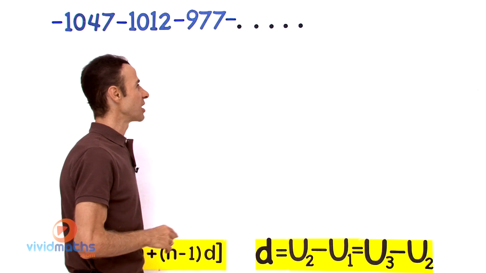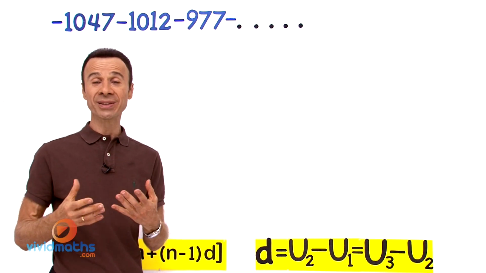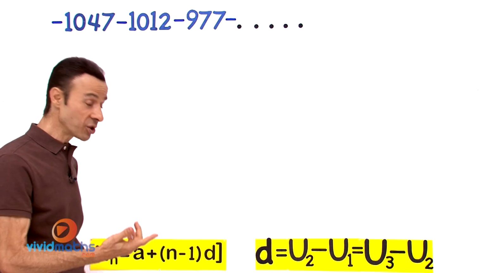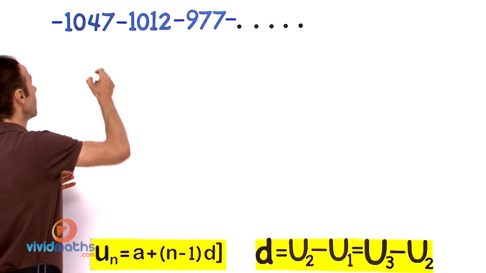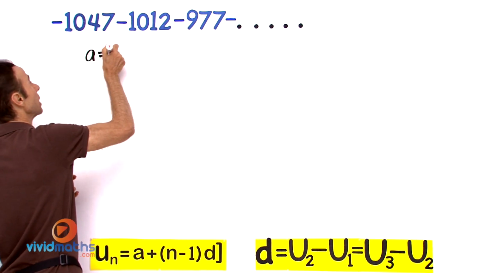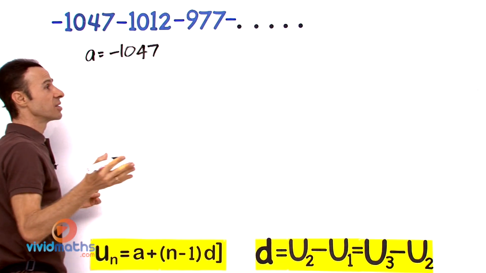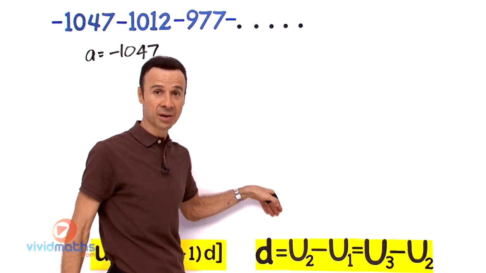So let's start off. The first thing you want to do whenever you're working with series and sequences is always write down and ask yourself the question, what have I got? Write it all down. So what do we have? We have the first term, A, equals negative 1047. The next thing is the common difference, D.